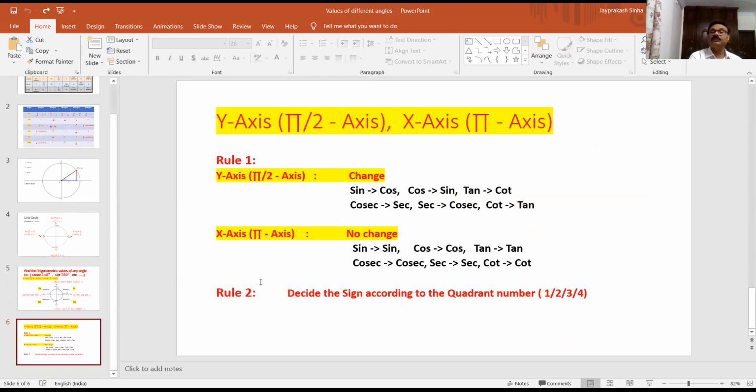Rule 1 and rule 2. So in this lesson, I have taught you how to find the values of different angles. If you know these rules, it's a cakewalk for you. You can find the value of any angle. Okay, so that's all for today.